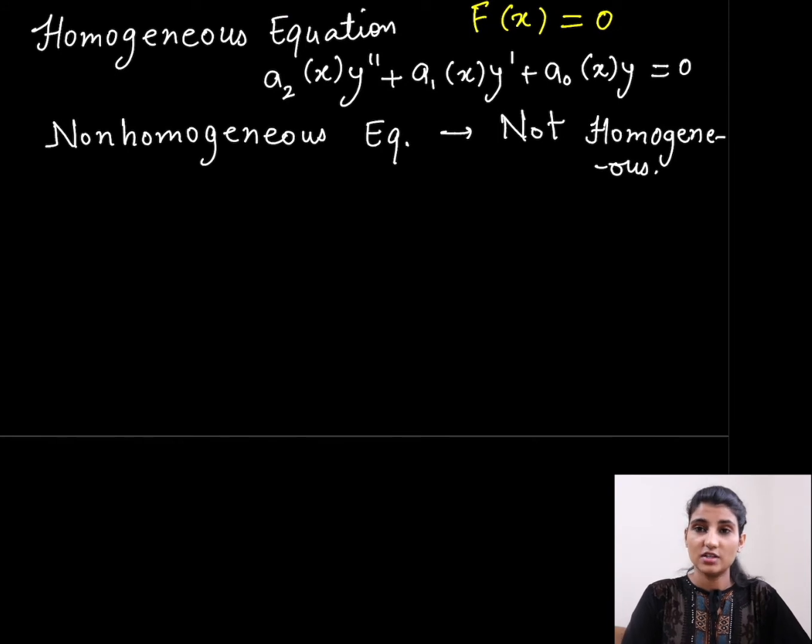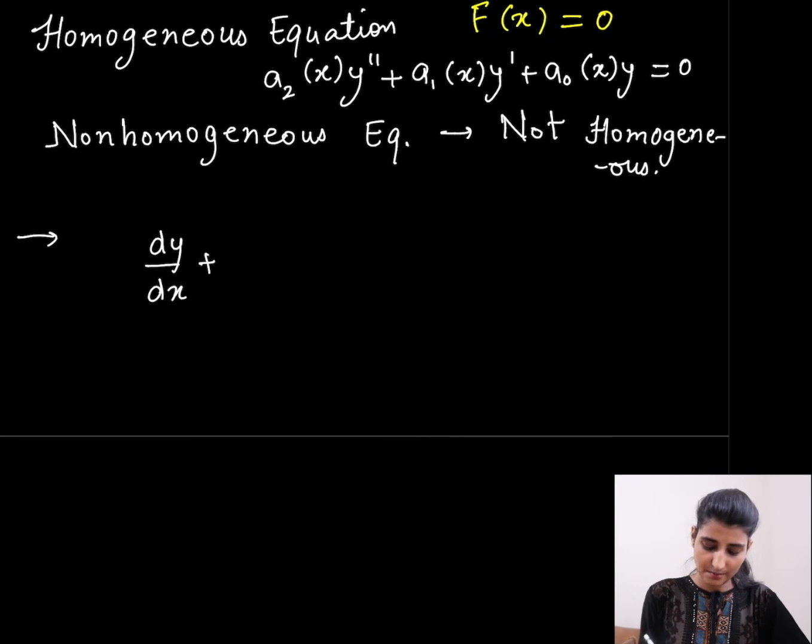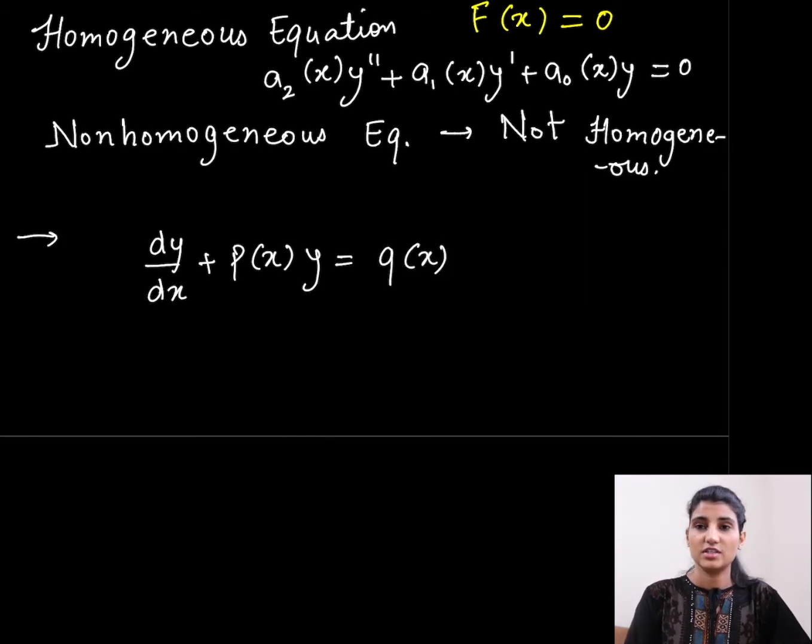You must have observed that the definition for higher order homogeneous and for the first order homogeneous is different. For the first order, we said an equation is homogeneous if it is of the form dy over dx plus p(x)y equal to some function q(x). That was our definition for homogeneous in first order ODEs, but here the definition is a little bit different. We will say if f(x) is equal to 0, then our equation is homogeneous. Okay, so let's move forward.